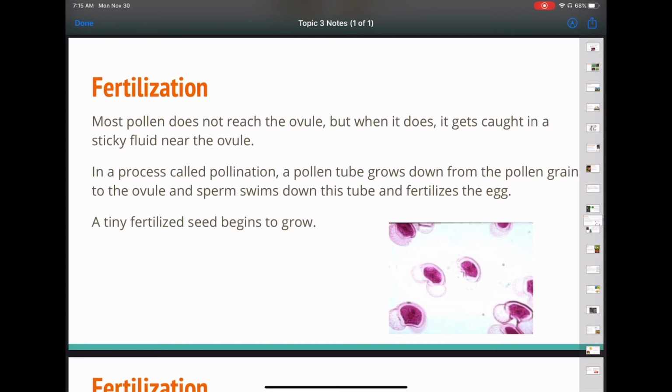So, in the process of pollination, a pollen tube grows down from the pollen grain to the ovule, and the sperm actually swim down this tube and fertilize the egg. And then a tiny fertilized seed begins to grow. So, it's actually a pretty crazy process. We have pollen leaving a male cone, getting to a female cone, then creating a pollen tube down inside the cone where the sperm will swim through and fertilize the egg. And then that egg, now that it has male and female genetics, is actually going to begin to grow, and it's going to grow into a seed that will one day produce a new plant.